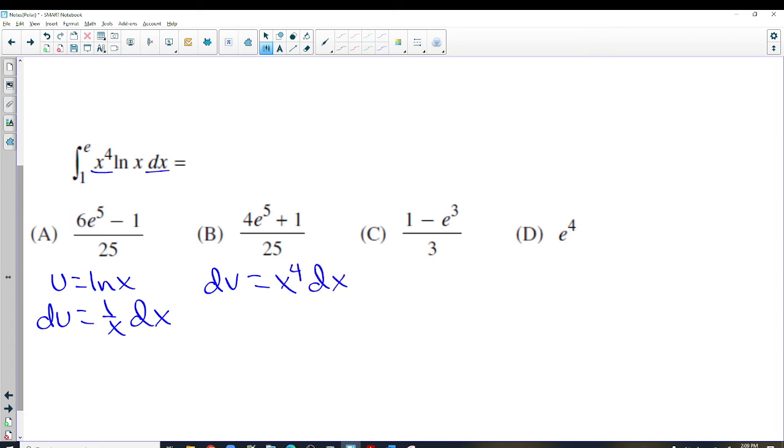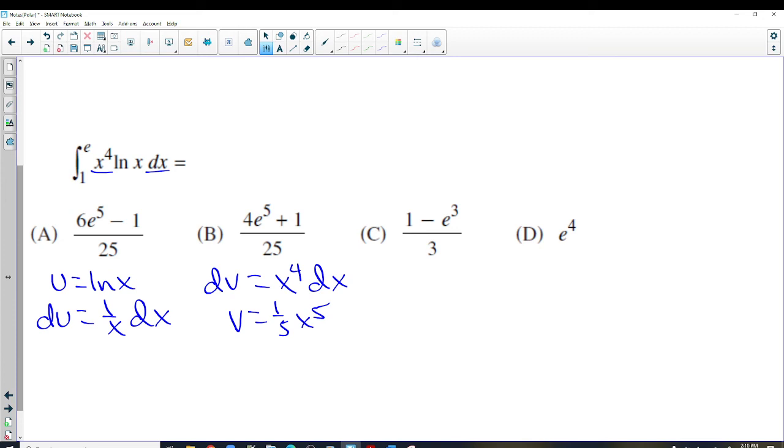Now typically, especially if we're going to use tabular, we would pick x to the 4th to be the u, because we could keep taking derivatives until we get to 0. And that's tabular. So we usually pick u to be the polynomial, but not with natural log of x, because I don't really want to take the antiderivative of natural log of x. I'd much rather take the derivative of that. And not only that, but it works out pretty slick. So there's the antiderivative of x to the 4th.